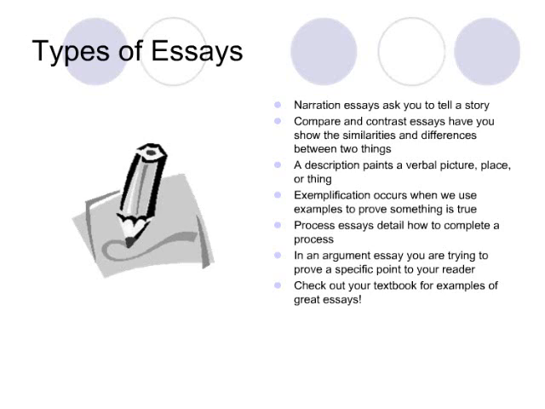We've already talked about 2 of the essay types, narration and compare and contrast. Now let's briefly go over the other types of essays out there. A description paints a verbal picture about a person, place, or thing. Exemplification occurs when we use examples to prove something is true. Process essays detail how to complete a process. In an argument essay, you're trying to prove a specific point to your reader. It's important to note that almost all papers have some type of argument, including research papers.